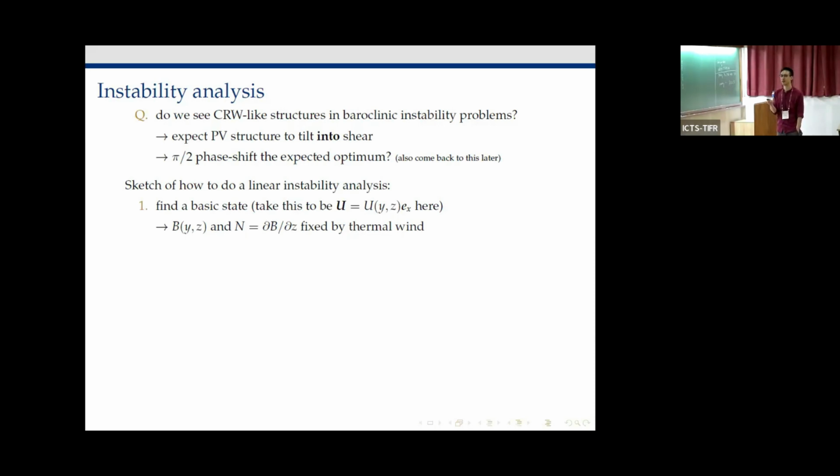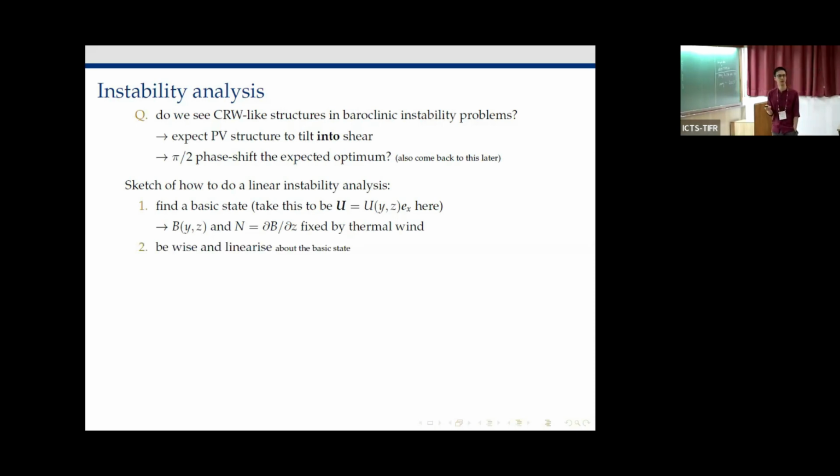For those of you who've not seen a linear stability analysis, and I assume you've seen it, I'm just going to recap it. So you take a basic state, a flow. In this case, for generality, I'm going to take this flow. It's in X, but it only varies in Y and Z. By thermal wind balance, my buoyancy profile is fixed by this profile, so I don't have to choose my buoyancy profile as such.